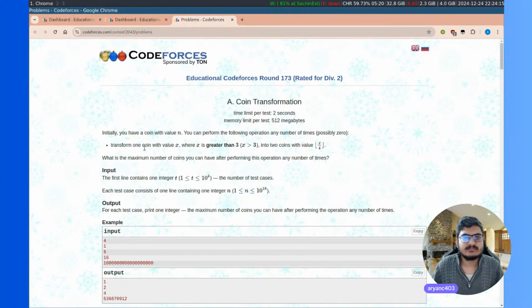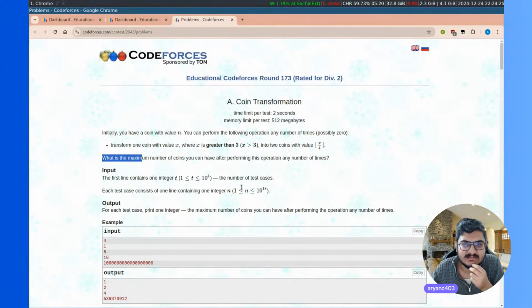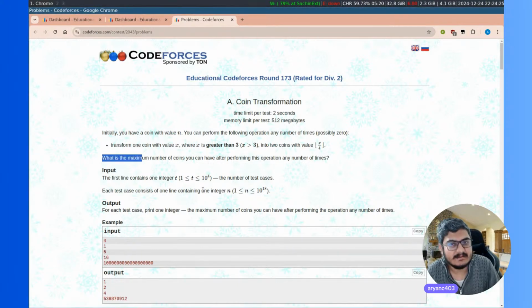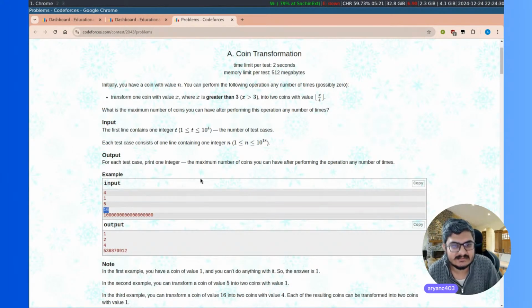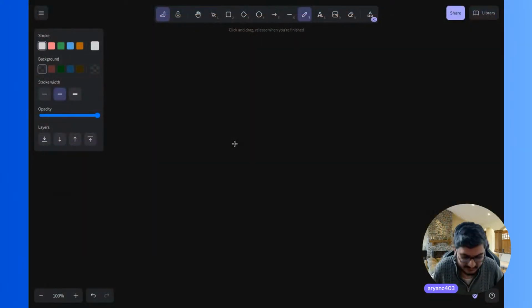Okay, yeah. So the first problem says we have a coin X and we can transform it into two coins of value X by 4. And we have to find the maximum number of coins after we keep doing the operations on the given value X. And yeah, so let's look at 16. How do the operations happen over here?